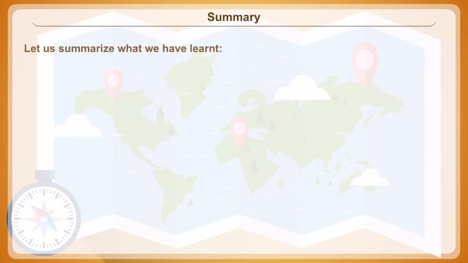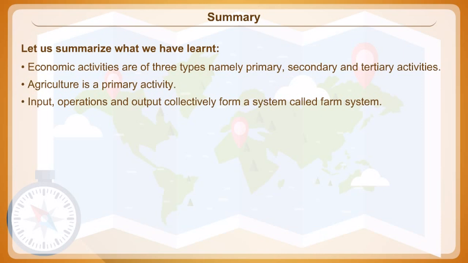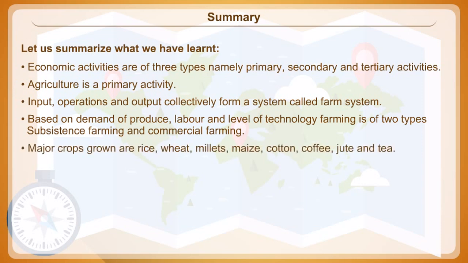Summary. Let us summarize what we have learned. Economic activities are of three types, namely primary, secondary and tertiary activities. Agriculture is a primary activity. Input, operations and output collectively form a system called farm system. Based on demand of produce, labor and level of technology, farming is of two types: subsistence farming and commercial farming. Major crops grown are rice, wheat, millets, maize, cotton, coffee, jute and tea.